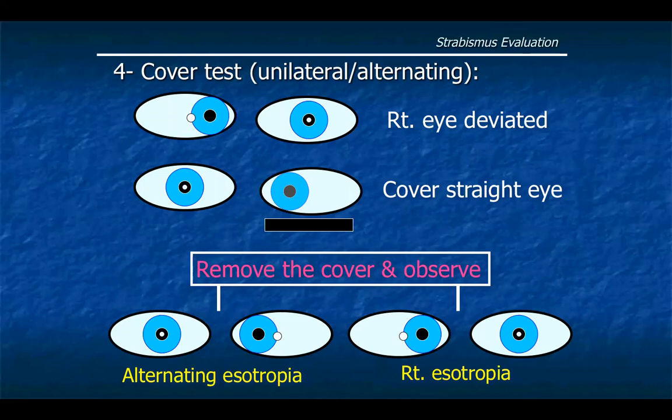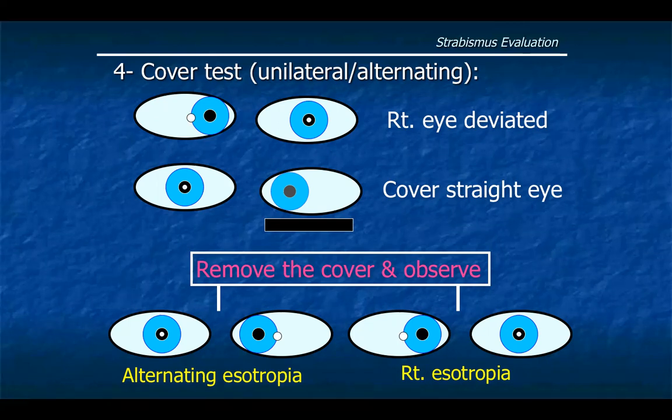We cover the straight left eye. The right eye will move to the center to pick up fixation. Then we remove the cover and we observe. If after removing the cover, the right eye can still maintain fixation or can still be straight for at least 5 seconds, this means the patient has alternating strabismus. He can fix with the right eye for some time and with the left eye for some time.